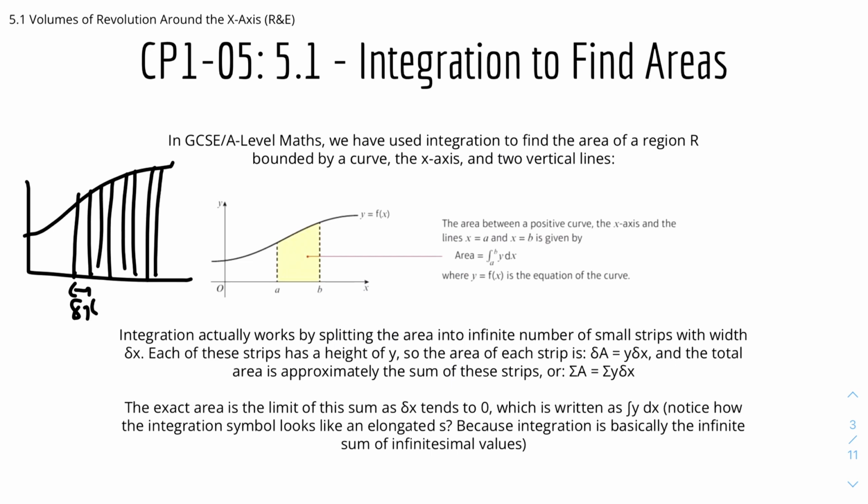You can notice how the integral symbol looks like an elongated S, because this integration sign basically means the infinite sum of infinitely small values. It's like an elongated S, which stands for sum, because it's the infinite sum of all the small strips within the area that you want to find under the curve.